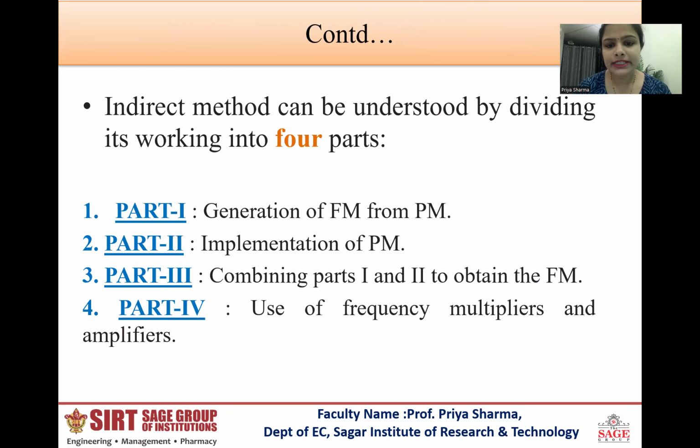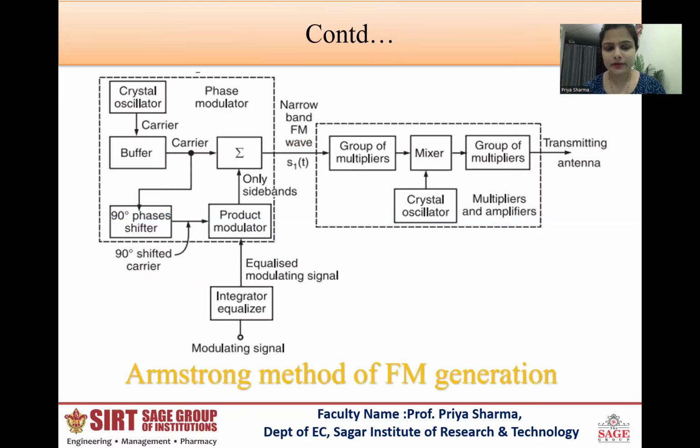So we can divide the working principle of this into 4 different parts of operation. The first part is the generation of FM from PM. The second part is implementation of PM. Third is combining both the parts. And the fourth is use of frequency multipliers and amplifiers. We'll discuss one by one in detail. So this is the basic block diagram. Now we'll go in detail. I will explain all the 4 points through this diagram.